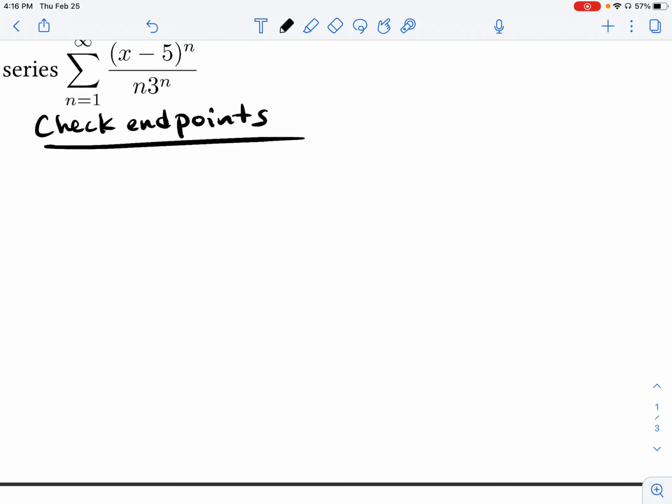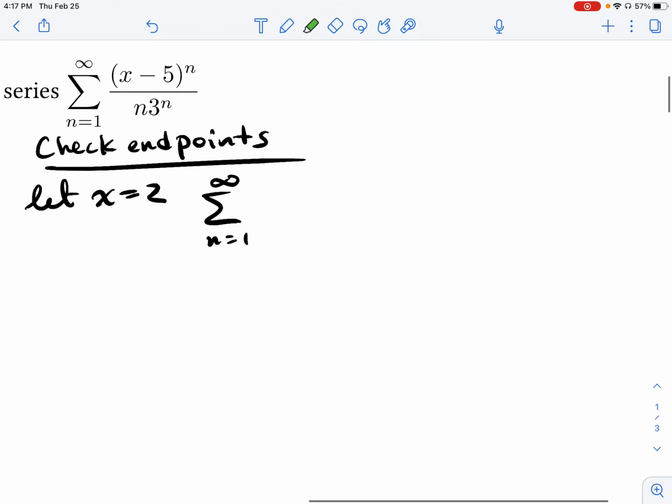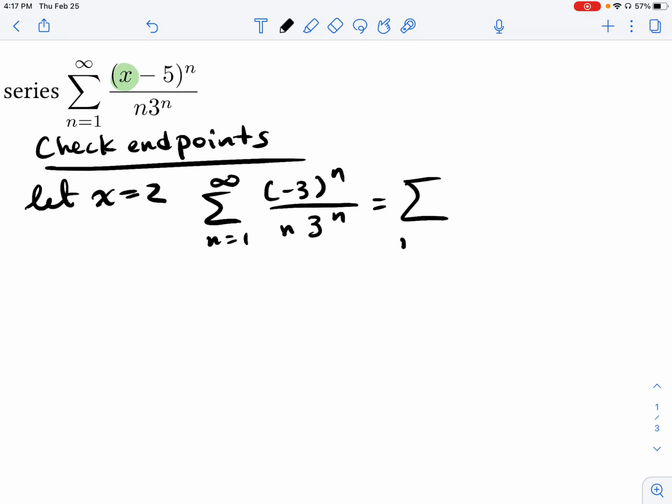Okay, so when checking our endpoints here, let's let x be equal to 2. So when x is equal to 2, let's start setting up the series first. What we're doing here is we're going to plug 2 in for our x value. When I plug 2 in for my x, what do I have? I have -3, so 2 minus 5 is -3, to the n, over n times 3 to the n. And to help me simplify here, I'm going to rewrite this. -3 to the n can be rewritten as -1 to the n times 3 to the n.